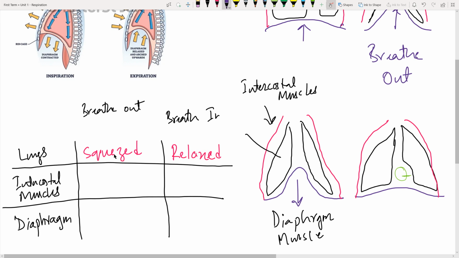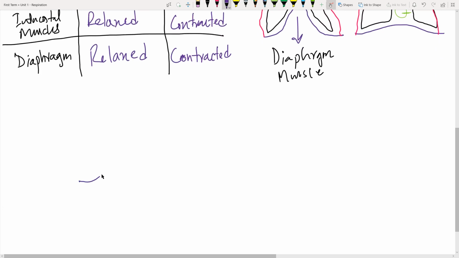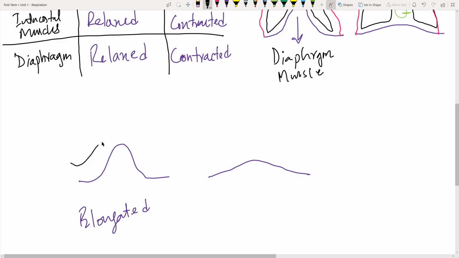When we talk about the intercostal muscles, when we're breathing out, they are relaxed, and the diaphragm is also relaxed. Relaxed means that the muscles are longer than they usually look. And when we talk about breathe in, the intercostal muscles are contracted, and the diaphragm is also contracted. Now remember, contraction does not mean the movement of muscle alone. As you can see, if the diaphragm is in this position, it is elongated. It appears longer than this one. If you take the total length of this whole muscle from here to here, this appears to be longer than this one. Why? This is going to be contracted.